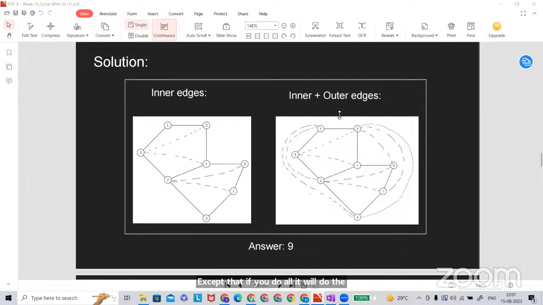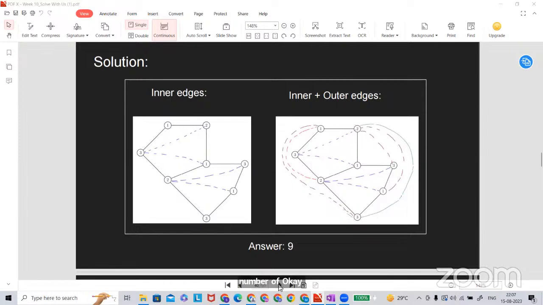Now if you count that, so if you count, the total is what? 1 2 3 4 5 6 7 8 9. So 9 edges can be added without affecting the number of colors. Okay.